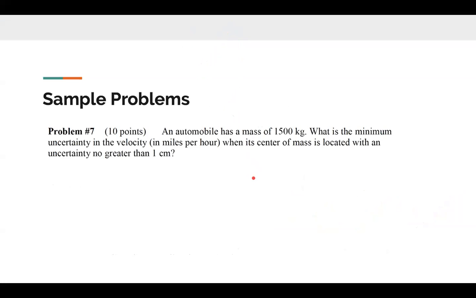So first we have a quick problem. Do you think it would be a good idea to split into breakout rooms, or do you want to stay here and just work on it yourself for a couple of minutes? Okay, all right, we'll give you a couple minutes to work this problem out.